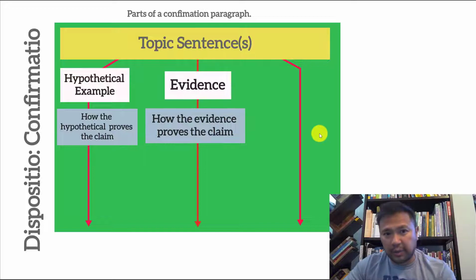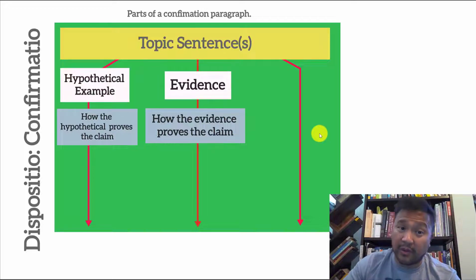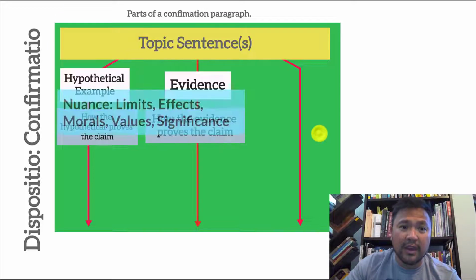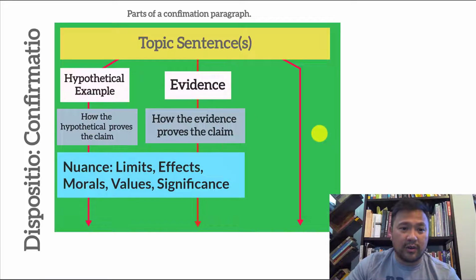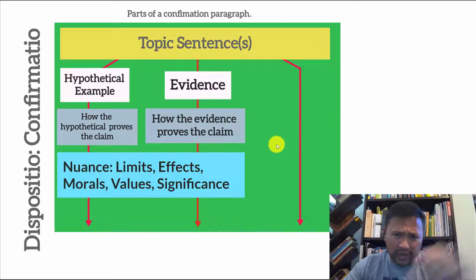And of course, once you explain how the specific evidence or hypothetical example you provided proves your claim, you're going to add a little bit of nuance to it, right? You're going to talk about the limits of this claim, or the ultimate effects, or the morals and values that it's connected to, or the significance as it relates to human nature, relationships, or society. And we'll look at some examples.